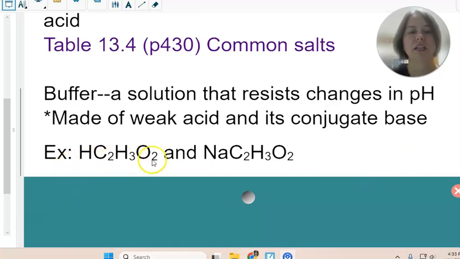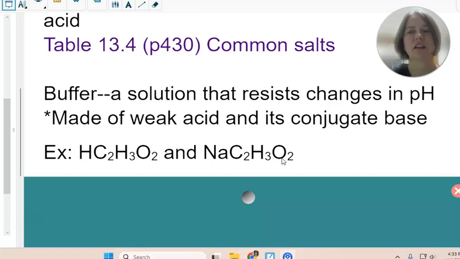We have here acetic acid, which we know is a weak acid. Some of it turns into H and the acetate ion, and some of it stays acetic acid. And then its conjugate base would be the acetate ion, C2H3O2, with another ion stuck on there, so like sodium acetate.